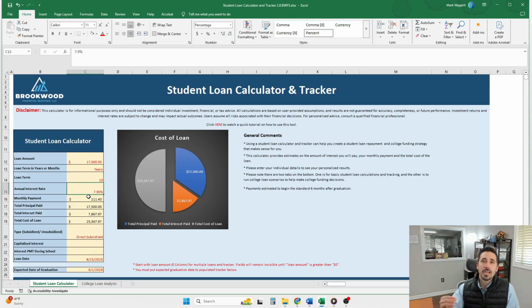Then we have to put in our annual interest rate. Again, this is just for one loan specifically. Let's say the interest rate is 7.9%. Then we'll skip this. These are going to be automatically filled in for you once you fill out the rest of this, or as you're going.